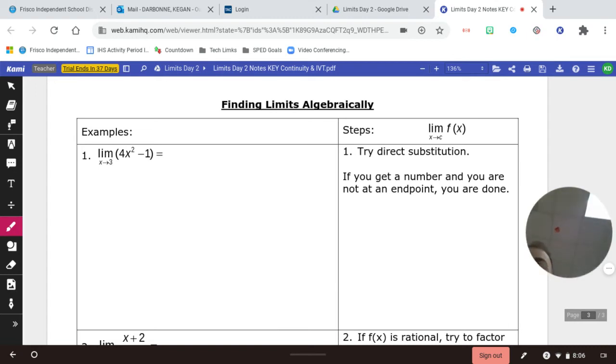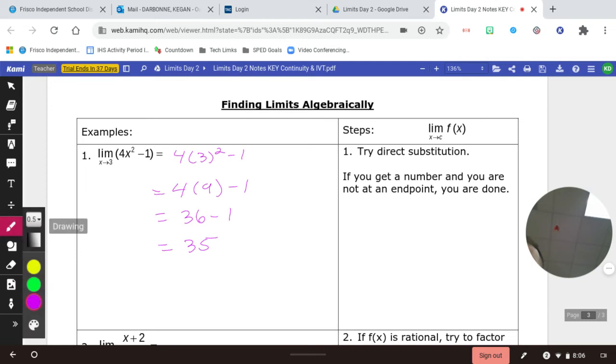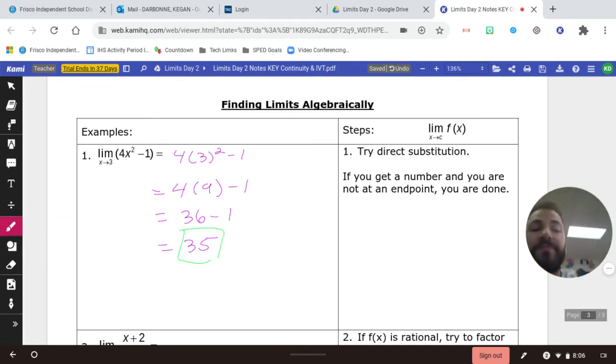So the limit as x approaches 3 of 4x squared minus 1. 4 times 3 squared minus 1, that's equal to 4 times 9 minus 1, which equals 36 minus 1, which is equal to 35. So if I plug it in, I get a number out, that's my limit. Nice and easy.